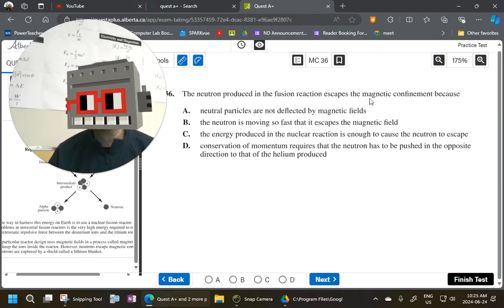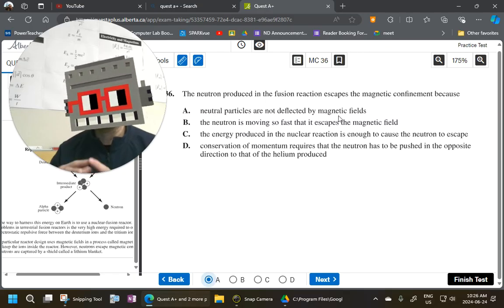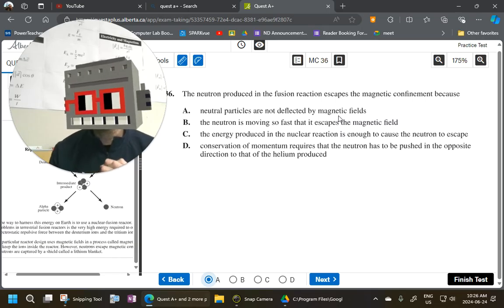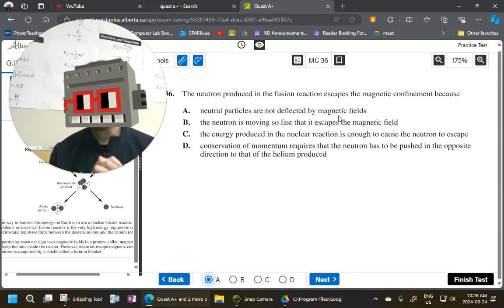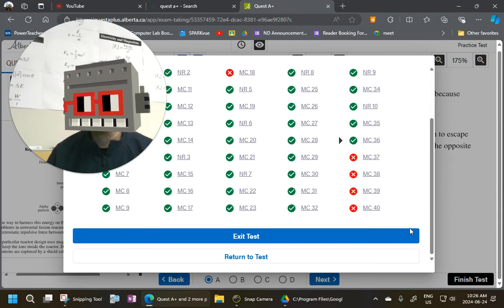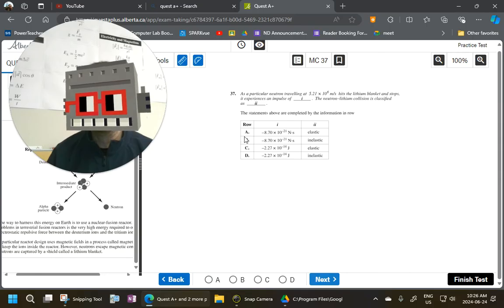The neutron escapes because neutral particles are not deflected by magnetic fields because, remember, magnetic fields are produced by moving charges. If they don't have a charge, they're not going to produce a magnetic field. And they're not going to interact with magnetic fields. All right? Lots of good answers. No, I think A is a good answer for that one. I just want to see if that's what they wanted. Yeah, that's what they wanted. Okay. Oh, we only have 4 more questions here. We're doing pretty good.